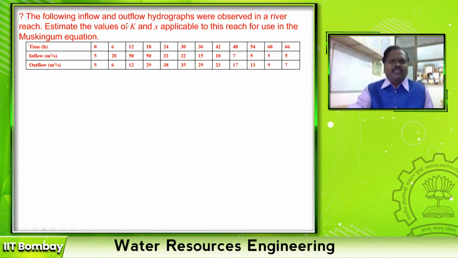See, the following inflow and outflow hydrographs were observed in a river reach. Estimate the value of K and x which can be applicable for this reach to use in the Muskingum equation. This is a non-flood hydrograph. So this is the time, this is the inflow, this is the outflow.